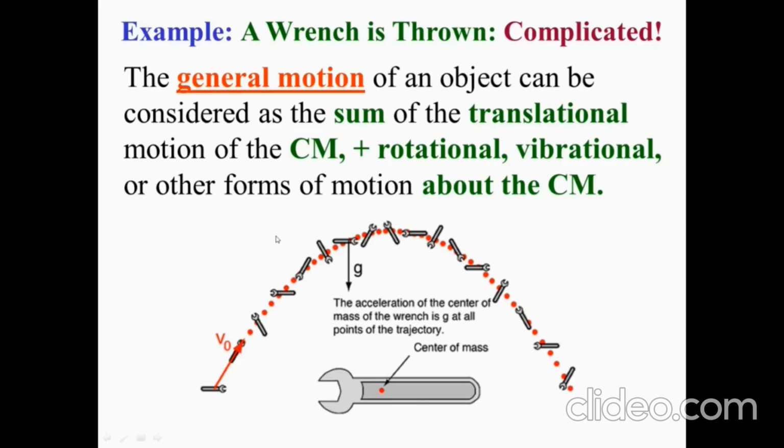We also talked about the motion of center of mass. For example, you can consider a wrench, which is a complicated shaped object. If it is thrown and tossed, it can do rotational motion, it can do vibrational motion, and it will do some translational motion going from the left hand side to the right hand side. In this complicated motion, the center of mass position, which is given by this red dot, has a much more simple and predictable motion.